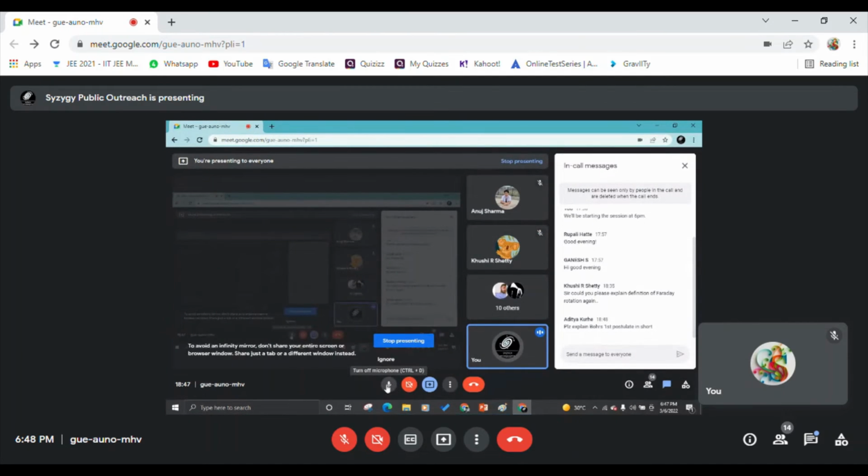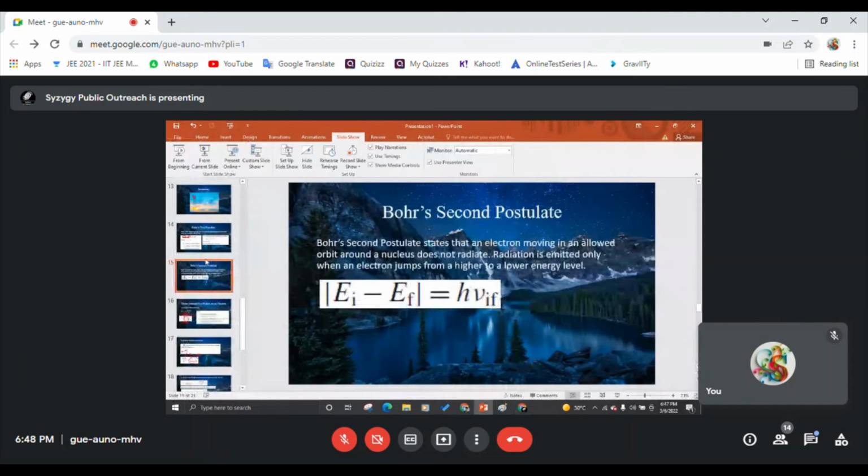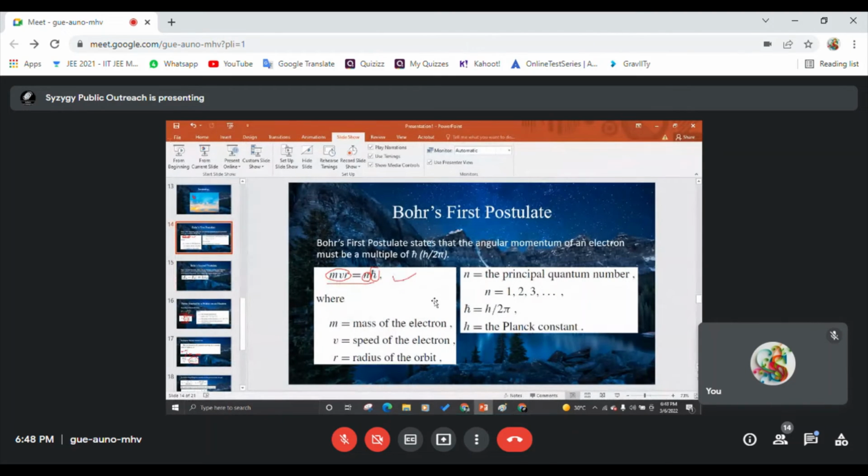Okay, Aditya, Bohr's first postulate. Just let me go to the slide. Bohr's first postulate is simple. It states that electrons are in an atom around the nucleus in the nth shell. An atom has different energy levels, and if an electron is in the nth shell, the angular momentum caused by it will be an integral multiple of h bar. h bar is h upon 2 pi, where h is Planck's constant.